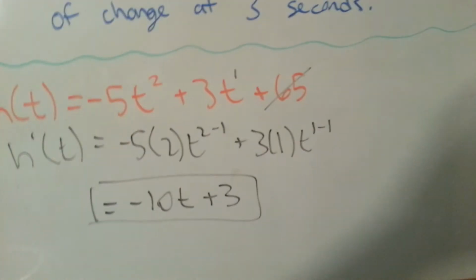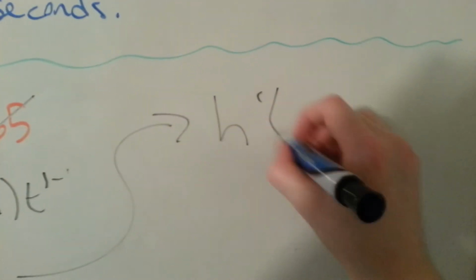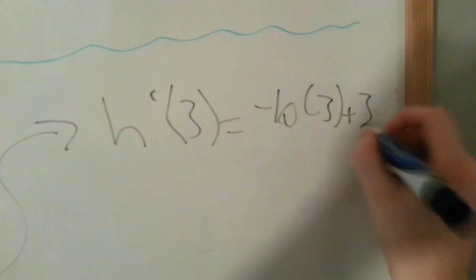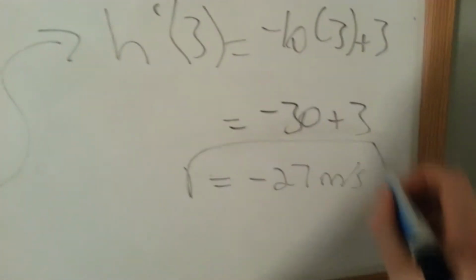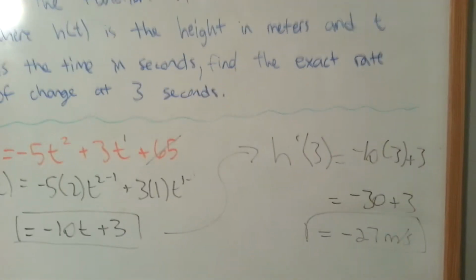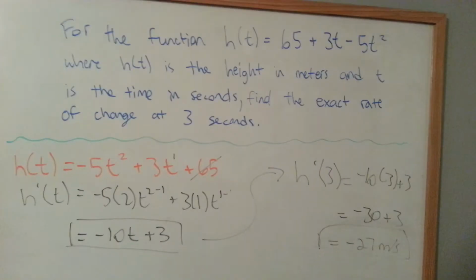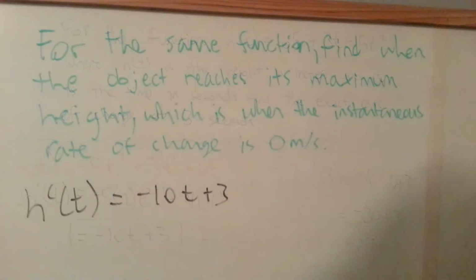So now just sub in t equals 3 seconds into the derivative, and you'll get negative 10 times 3 plus 3, which is negative 27 meters per second. So the instantaneous rate of change at 3 seconds for the function h of t equals 65 plus 3t minus 5t squared is negative 27 meters per second.